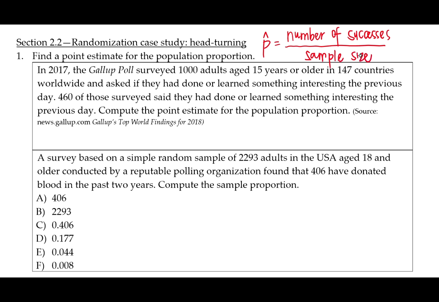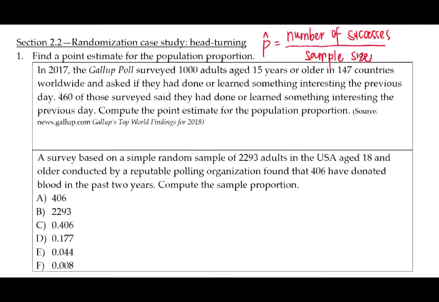So this first example says, in 2017, the Gallup poll surveyed 1,000 adults aged 15 years or older in 147 countries worldwide and asked if they had done or learned something interesting the previous day. 460 of those surveyed said they had done or learned something interesting the previous day. Compute the point estimate for the population proportion.